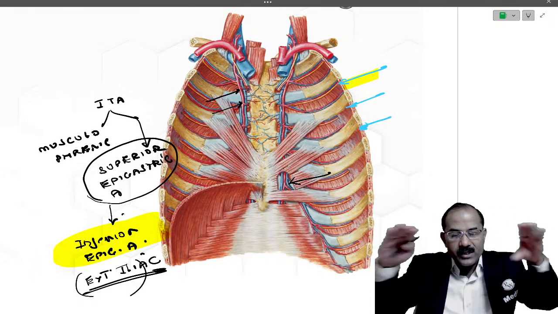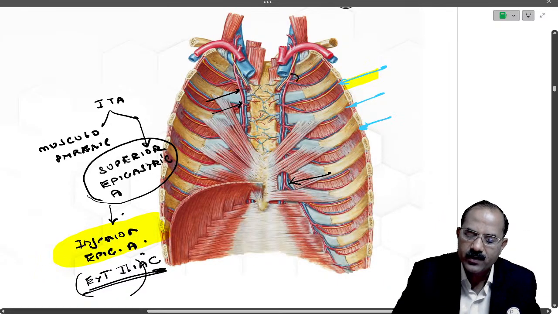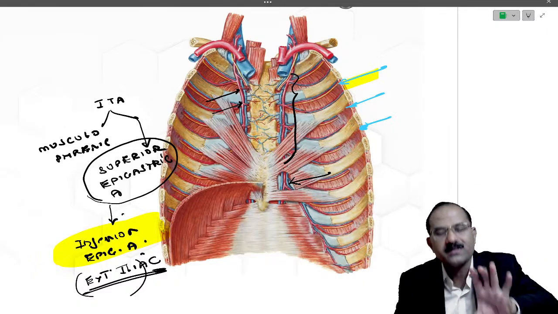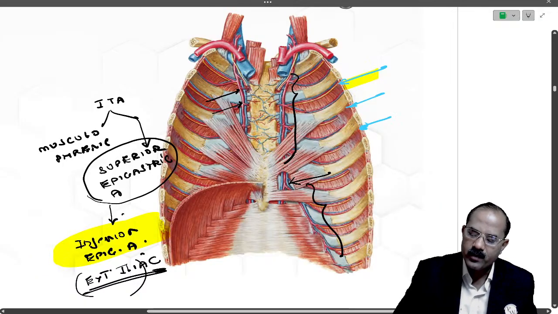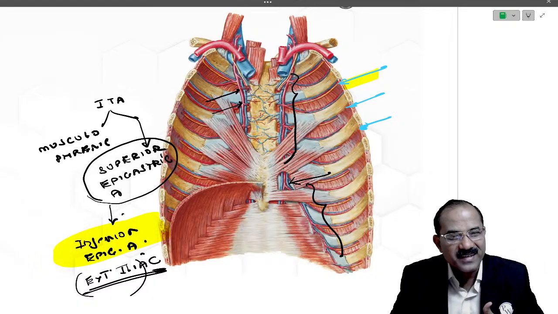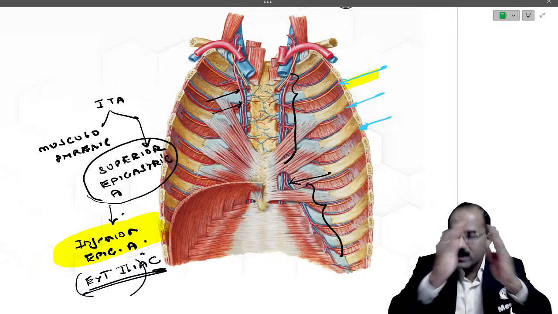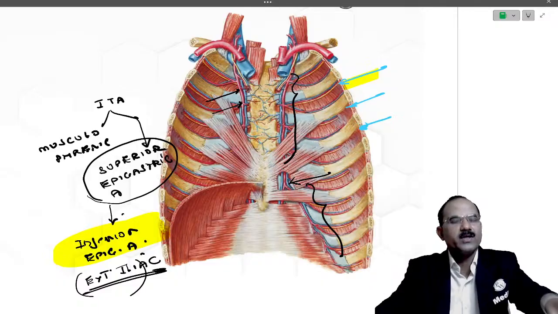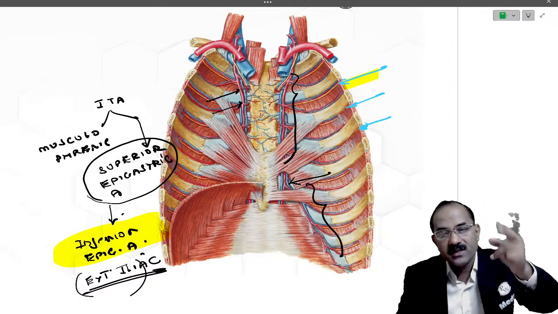The anterior intercostal arteries in the upper 6 spaces are branches of the internal thoracic artery. In the lower spaces, these are branches of the musculophrenic artery, because the superior epigastric artery enters the abdomen. There are 2 anterior intercostal arteries in each space.